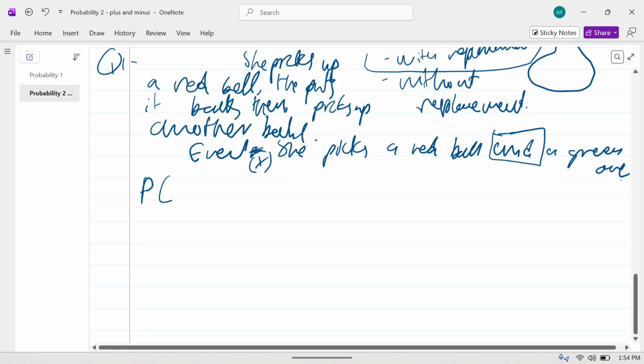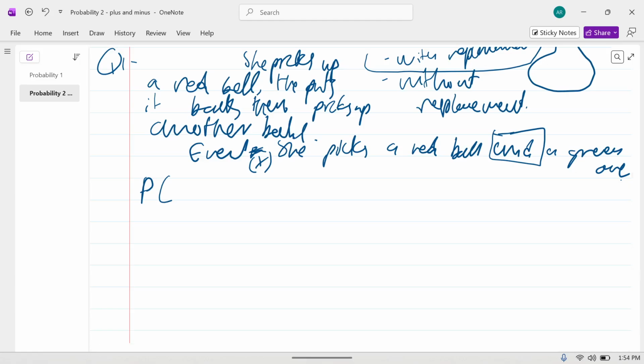So in this case, this is how you do it. There are going to be two scenarios in total. Maybe she puts her hand inside the bag and she picks up a red ball, right? And then she puts it back and then she picks up another one. She gets herself a green one, right? This is the first scenario. Another scenario is, now notice I'm going to write or. Why? Because there are two scenarios in here.